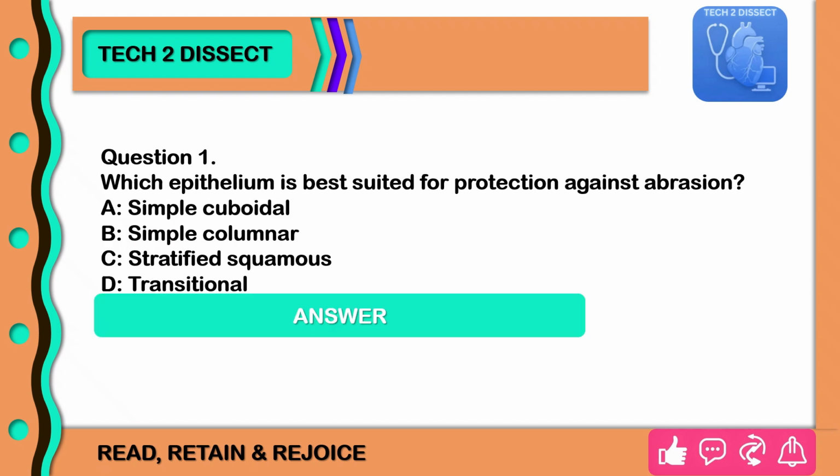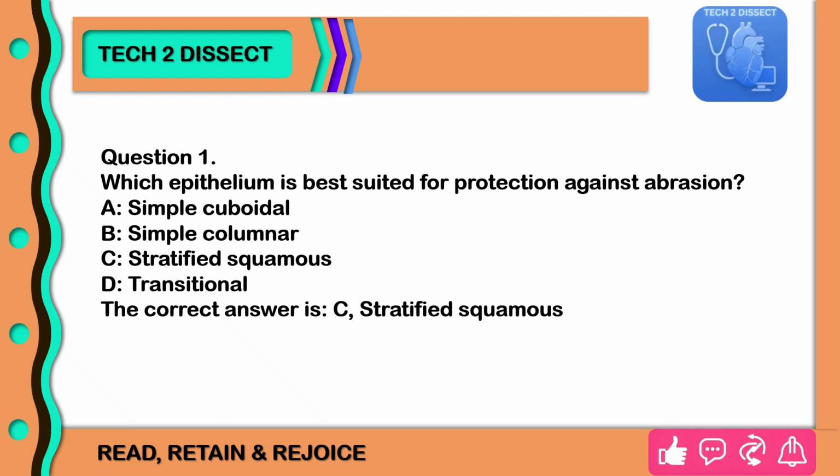Question 1. Which epithelium is best suited for protection against abrasion? A. Simple cuboidal. B. Simple columnar. C. Stratified squamous. D. Transitional. The correct answer is C.